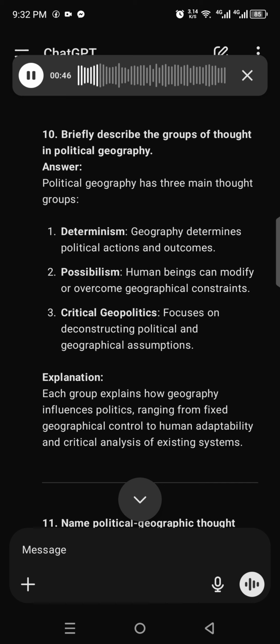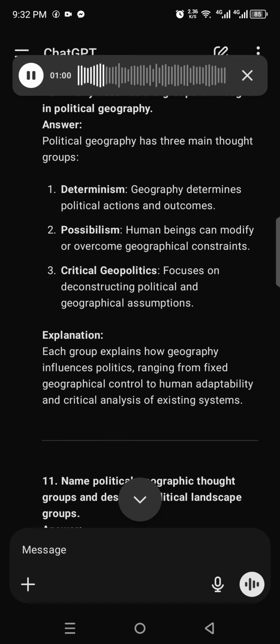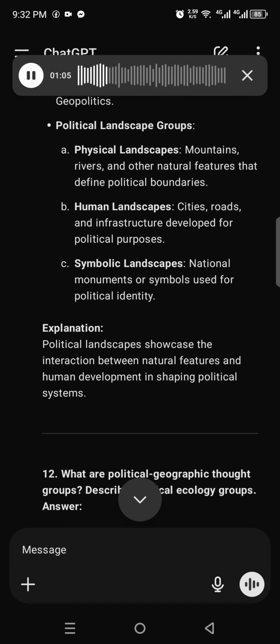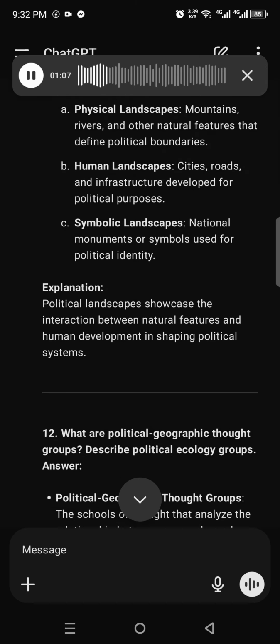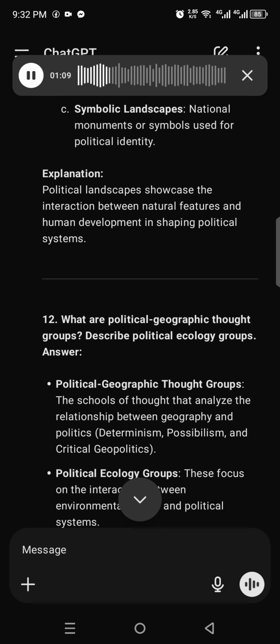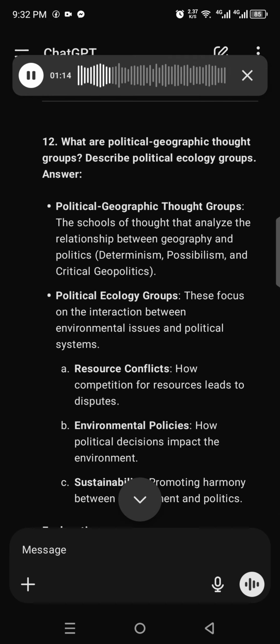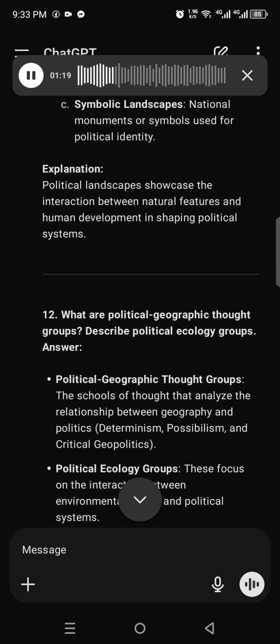11. Name political geographic thought groups and describe political landscape groups. Answer. Political geographic thought groups. Determinism, possibilism, and critical geopolitics. Political landscape groups. 1. Physical landscapes. Mountains, rivers, and other natural features that define political boundaries. 2. Human landscapes. Cities, roads, and infrastructure developed for political purposes. 3. Symbolic landscapes. National monuments or symbols used for political identity. Explanation. Political landscapes showcase the interaction between natural features and human development in shaping political systems.